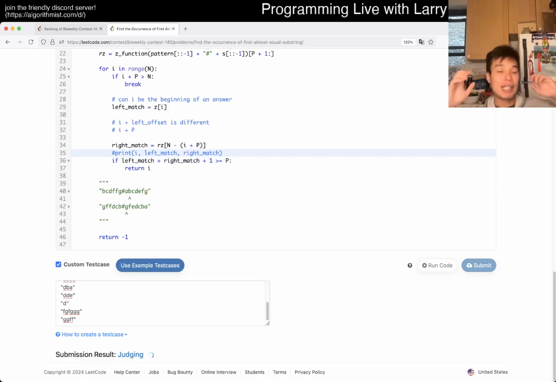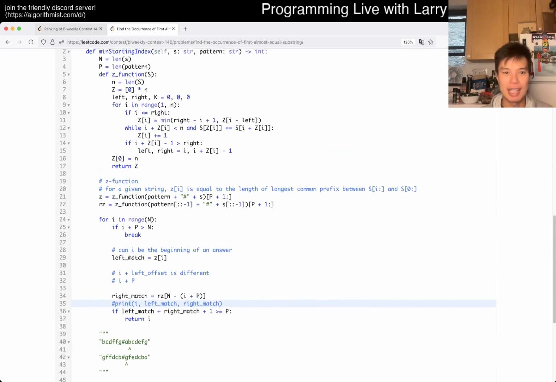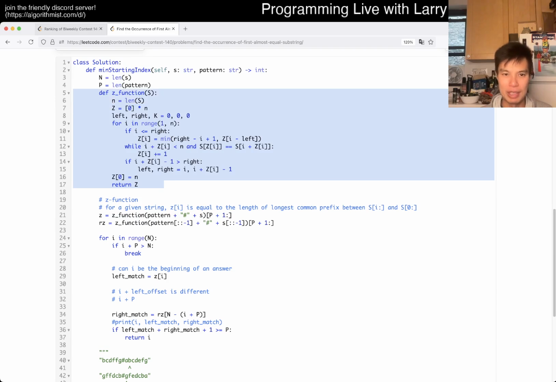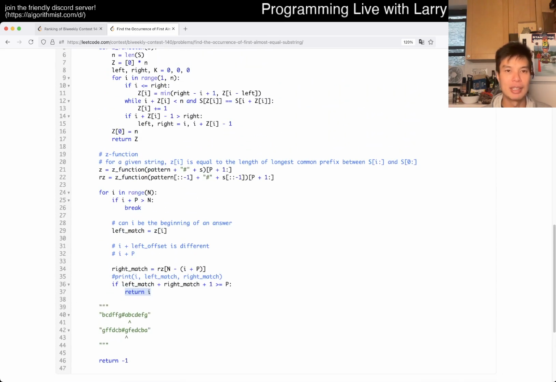But that's pretty much it, really. The use of Z functions, I'm just being a little bit sloppy. Like I said, I paste this in, I have it pre-written. I think maybe even ChatGPT wrote the first one. You write the Z function, the reverse Z function, and then you want to see how much the left matches and how much the right matches. If they match enough, with one character off, then you can return i. That's pretty much it, really.